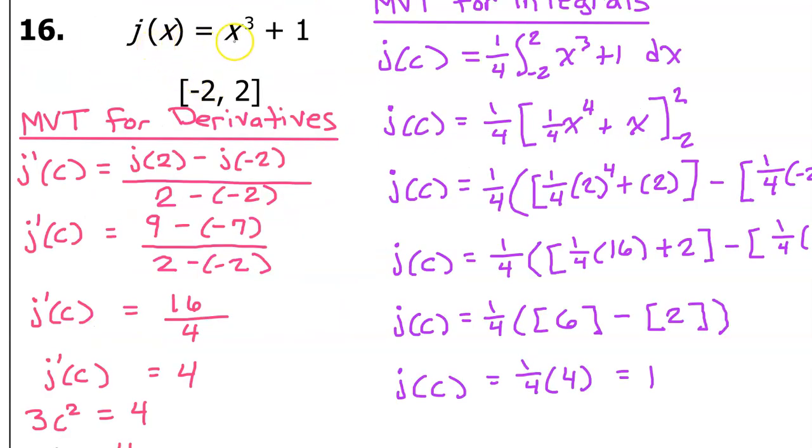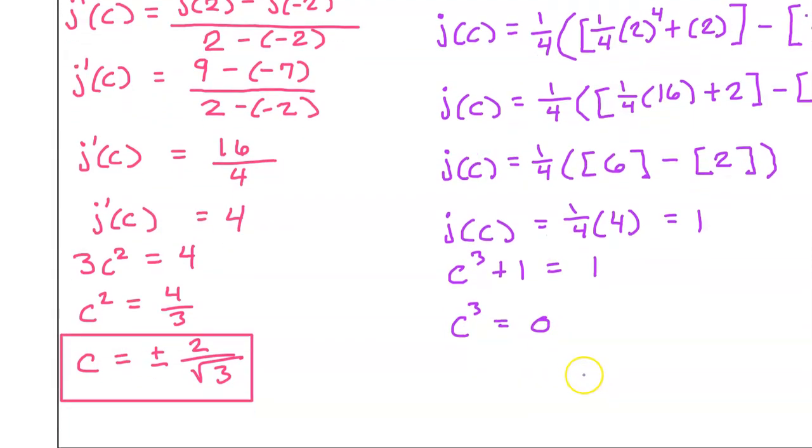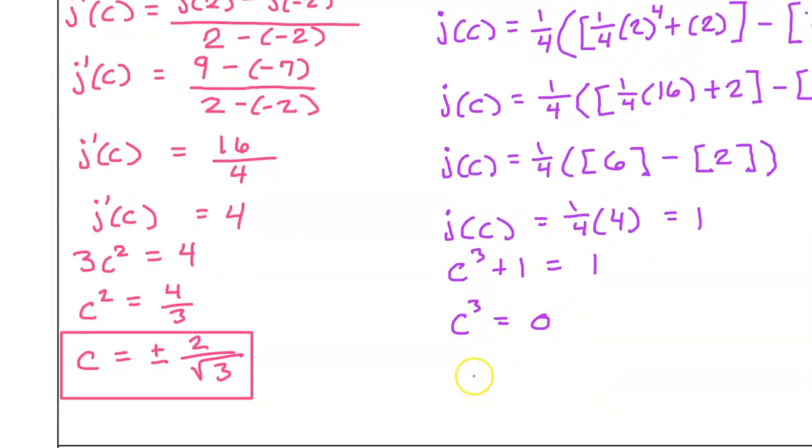Remember that j of x is x to the third power plus 1. So j at c will be c to the third power plus 1, which will equal 1. Subtracting 1 from both sides, we have c to the third power is equal to 0, and then taking the cube root of both sides, we get c is equal to 0. This is the value of c that was guaranteed by the mean value theorem for integrals.